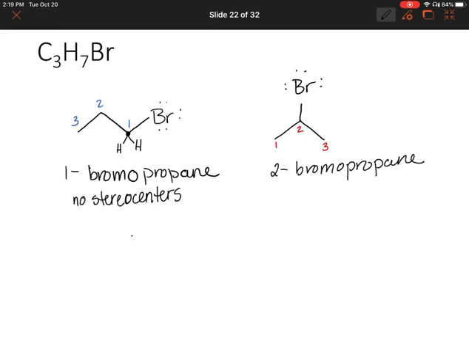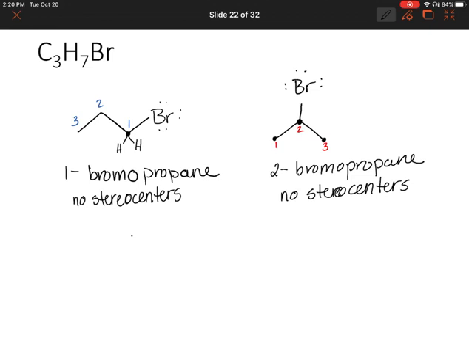What about 2-bromopropane? Are there any stereocenters? So you might be tempted to say that carbon 2 is a stereocenter, but it's bonded to a methyl group on the left and a methyl group on the right. And those two are the same type of group. So that disqualifies carbon 2 as a stereocenter. So there are no stereocenters.